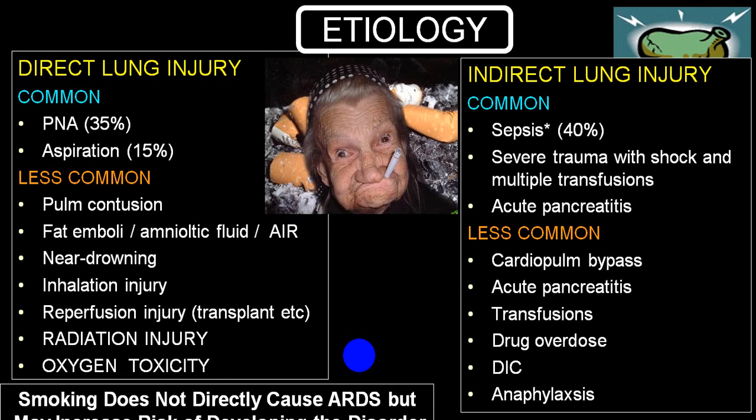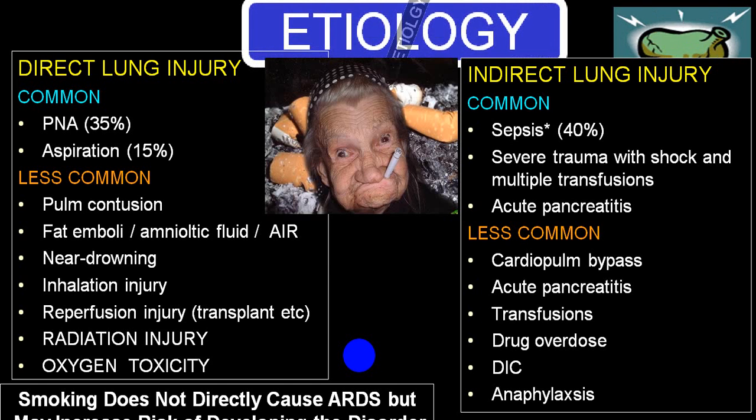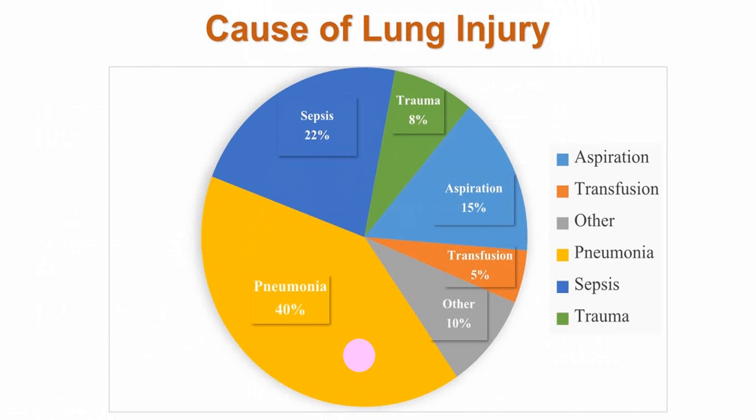As far as indirect injury is concerned, the most common, which comes topmost on the list, is sepsis. Second most common is acute pancreatitis. And third, multiple blood transfusion secondary to any trauma or shock state. In that also, there is a chance of getting ALI or indirect lung injury. Rare conditions in indirect causes: cardiopulmonary bypass, transfusions, drug overdose, DIC, anaphylaxis, etc. So these are the most common causes as far as ARDS is concerned: direct lung injury and indirect.